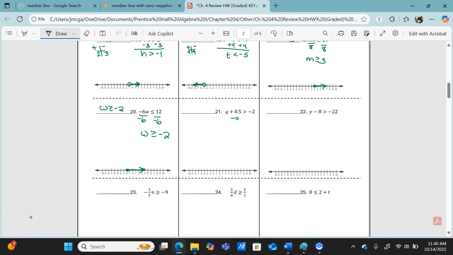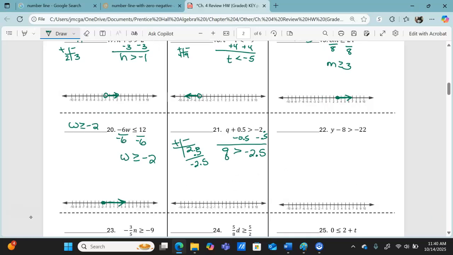On this one, I'm going to subtract 0.5 from both sides. Remember to line up your decimal. Your decimal is right there on that. So I'm going to get Q is greater than, the 2 and the 0.5 are both negative, so it's going to be -2.5. And increasing my scale there so that you can see, that is going to be right there in between the 2 and the 3. It's a little hard to do on this small graph, but I want an open circle and I'm going in this direction.